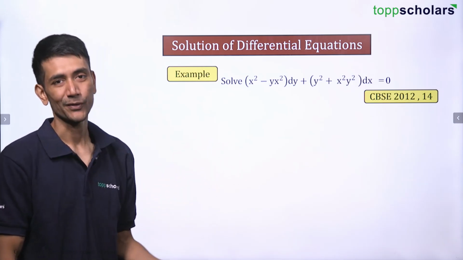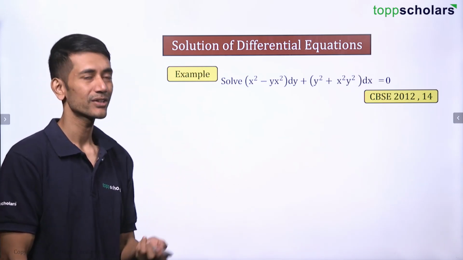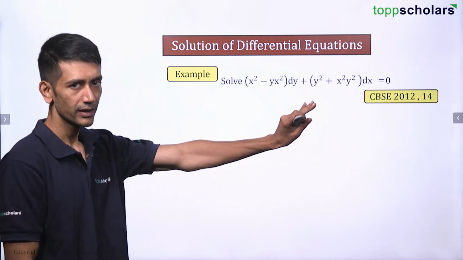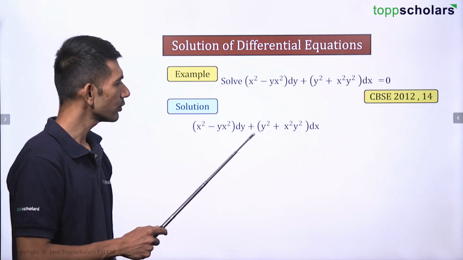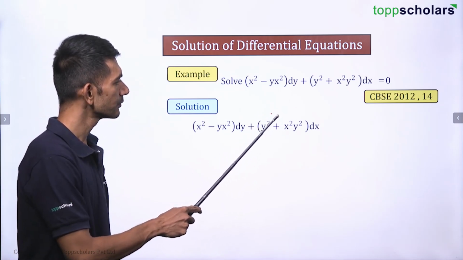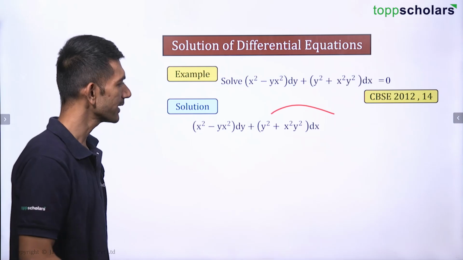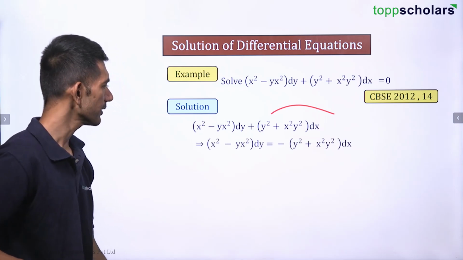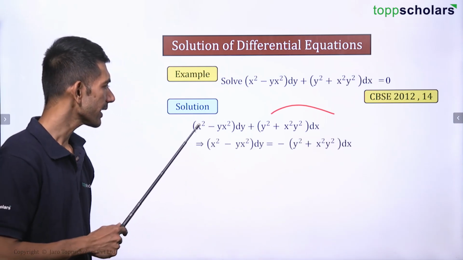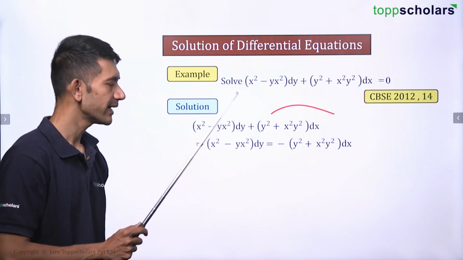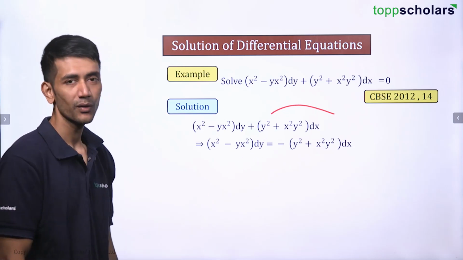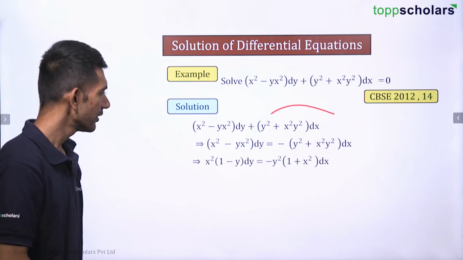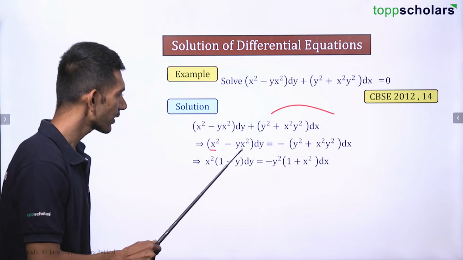That means this should be an equation, right? And if we don't have an equal to sign, this won't be an equation. So this is equal to 0. I can shift this term to the right, that becomes minus, right? So what do I get? I get x square minus y x square dy is equal to minus of y square plus x square y square dx, right? So from here, can I take x square common?